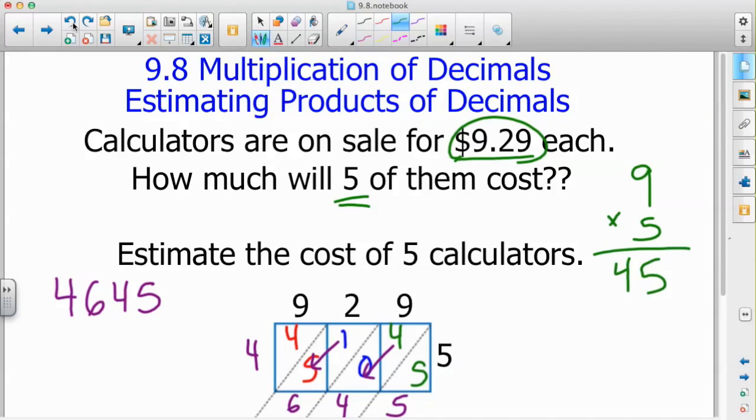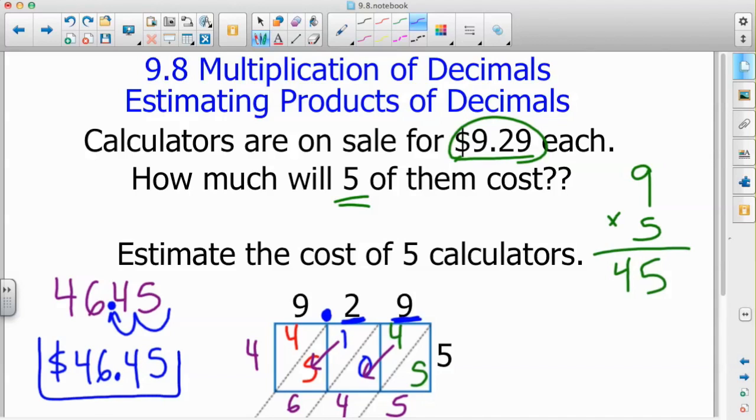Again, the strategy that we use is that when we multiply, we ask ourselves how many digits are behind the decimal point. Notice that the 5 has no digits behind the decimal point. But this 2 and this 9 are behind the decimal. So we count up how many digits are behind decimal points. We know that there's 1, 2, so we slide over 2 places and place our decimal right there. So our final answer is $46.45.